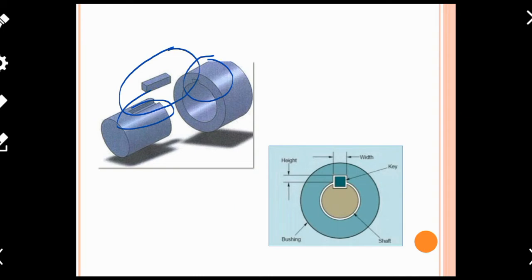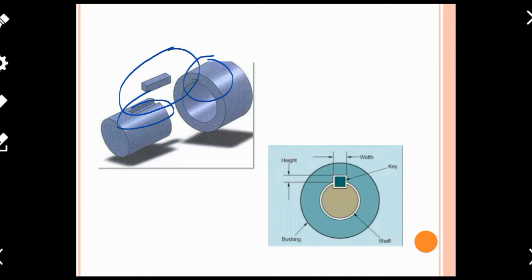So now if you rotate the shaft, definitely the key will rotate and it will rotate the hub, and ultimately in that way the power can be transmitted from shaft to any rotating members, say gear, sprocket, or any pulley. Now look at the bottom side, right hand side, the diagram that you are looking.